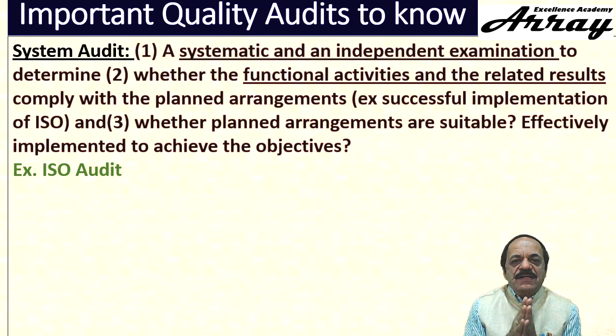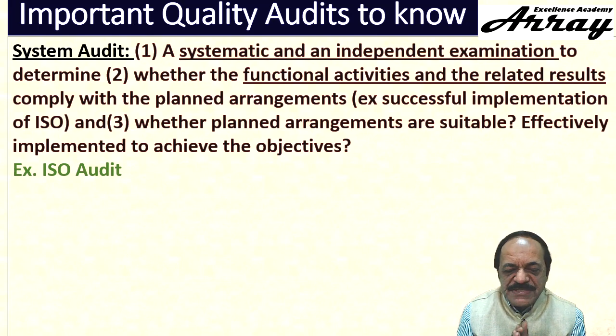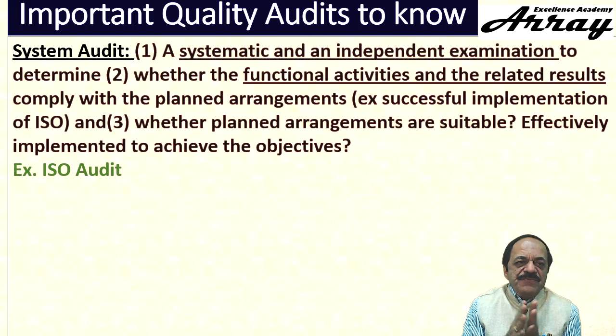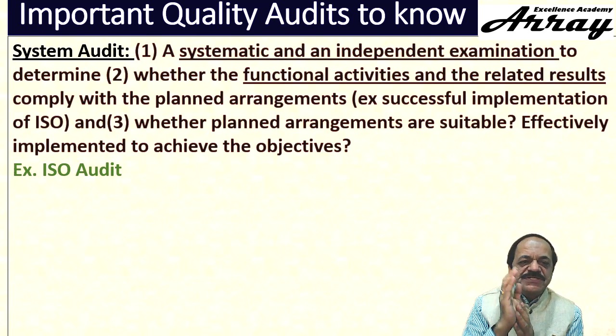Have I chosen the right planned arrangement to implement and see that my system is seamlessly integrated and effectively delivering the objective of the organization. So this is verified through system audit. So system audit looks at all the functional processes, their interrelationships, and how they combine together to deliver the planned arrangement, like full implementation of quality management system as per ISO or AS, and whether these planned arrangements are suitable and effectively implemented to meet the objective of the organization. This is an example of system audit. Again, this can be done by a certifying body, by internal audit, or by customers.